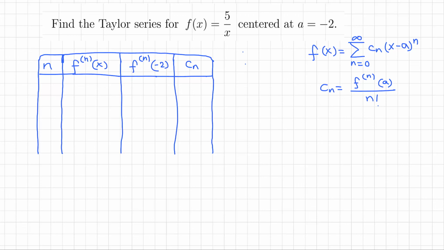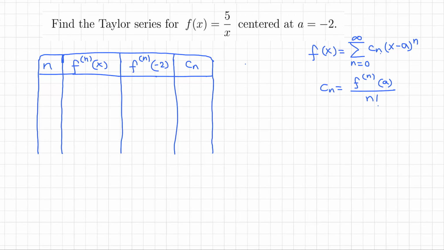Find the Taylor series for f(x) = 5/x, centered at a = -2. Okay, so we want to express 5/x in terms of a Taylor series. We know that for the function f, the Taylor series is given by this formula, the sum of Cn (x - a)^n, where n runs from 0 through infinity.